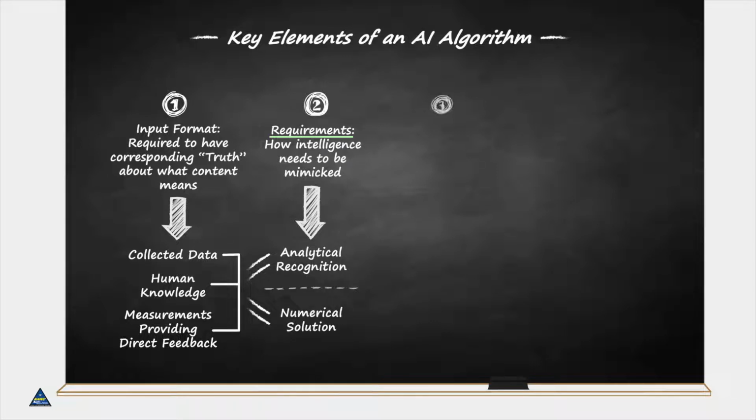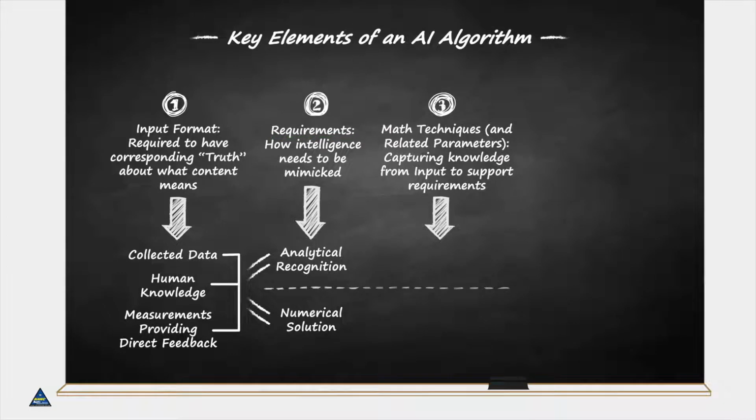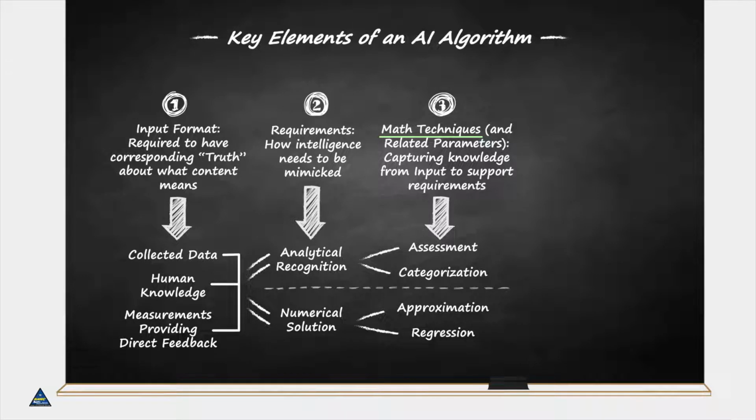The third element that needs to be focused on is that once we understand the input format, what it's required to do, we now have to look at what are the mathematical techniques that are going to be used. And this is where some of the art in terms of how you design the algorithm needs to be performed. So in terms of mathematical techniques, we look at what assessment is, how we're going to categorize something. If it's dealing with numerical solutions, we're looking at approximations, or regression, where it's another form of approximation in the way we look at a number.